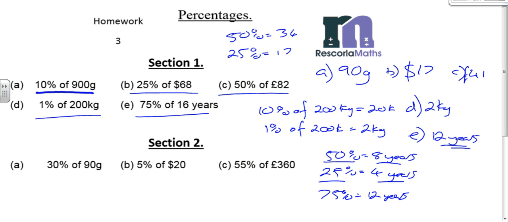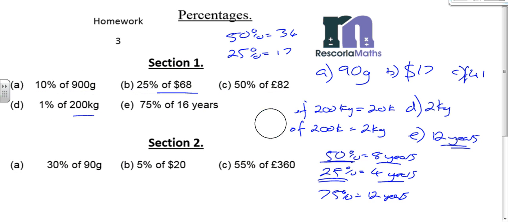And it's this last thing about the building blocks. You take 50%, which you can find easily, 25%, which you can find easily, and use those to find 75%. That's how you're going to do the harder percentages. So if we then have a look at section 2.